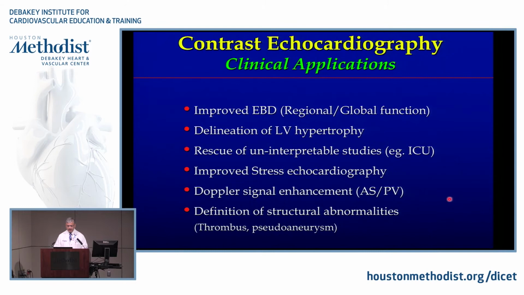These are the clinical applications of what we use. Number one, certainly improved endocardial border definition for regional and global function. Delineation of hypertrophy, and these are fewer things now, obviously. You rescue uninterpretable studies. Stress echocardiography is used, but it is not yet approved for that indication. There is one company working on that now and undergoing a study, although you will see quite a few studies, including from this institution, telling us what it is like. And let's go through some cases.